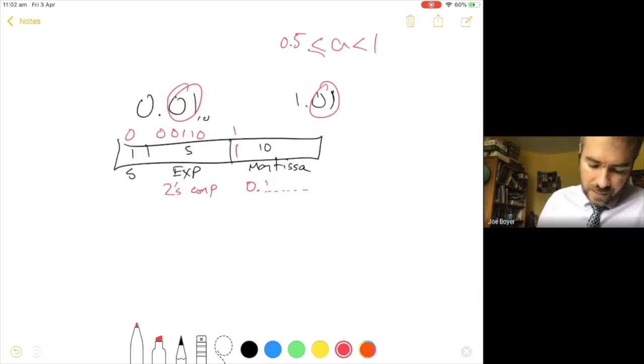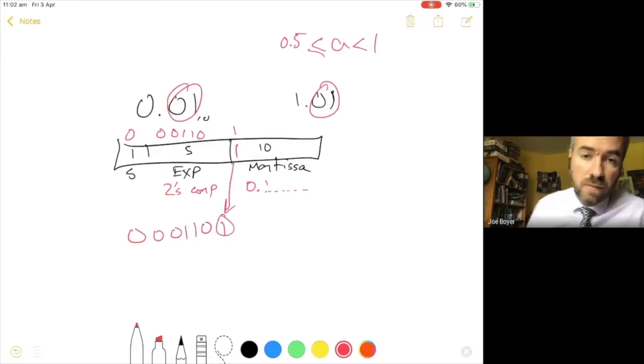So in this case, counting from the left, 1, 2, 3, 4, 5, 6, 7. In this case, that 7th digit is always going to be a 1, regardless of what number we're converting. The first digit of the mantissa is the start.